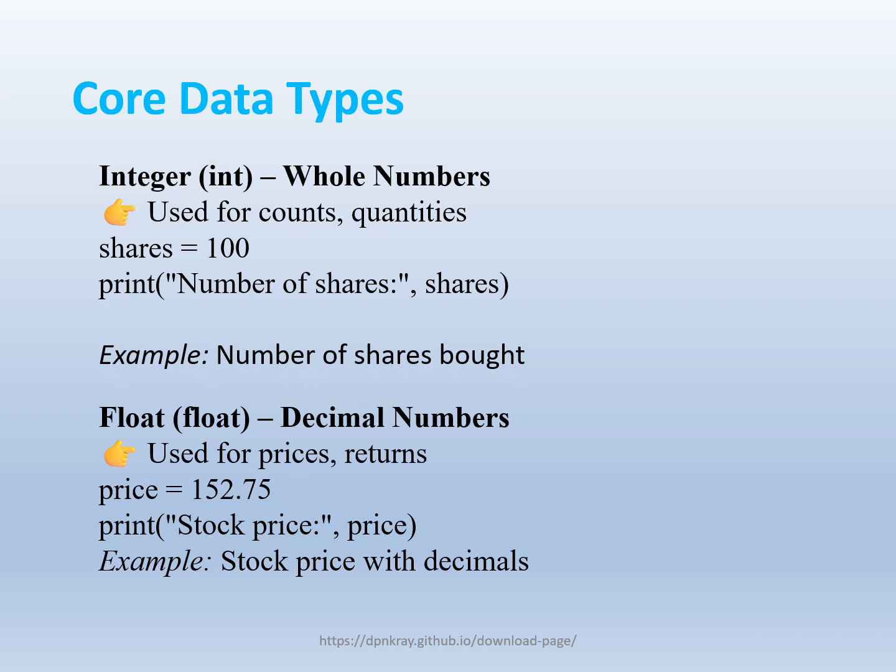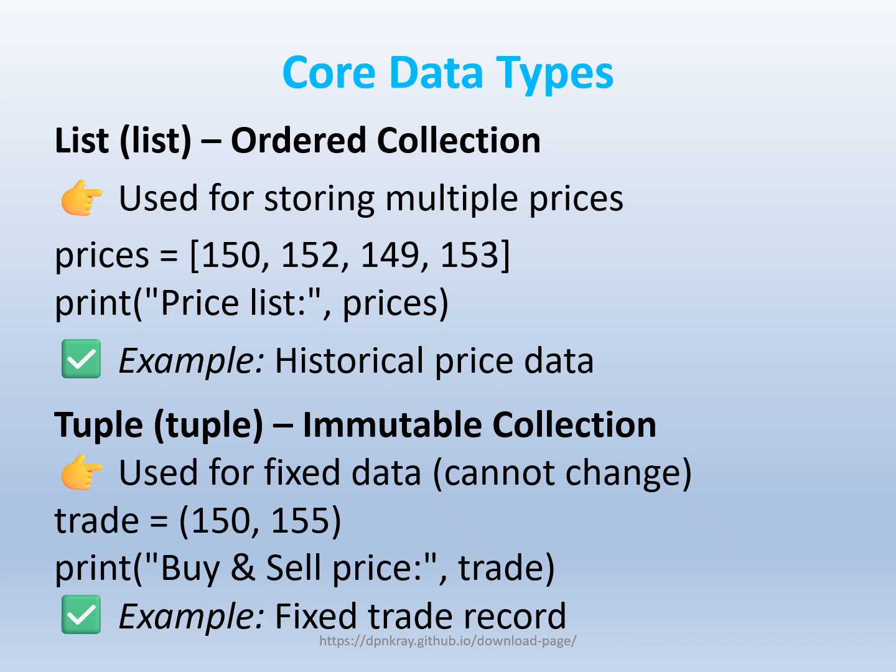First thing is its core data types. First one is integer, that is a whole number. With this we can represent shares, that is whole numbers. Then with float, that is a decimal number, we can represent prices. Then list. With this we can represent historical price values. Then tuple, that is an immutable collection. With this we can represent constant, unchangeable values.